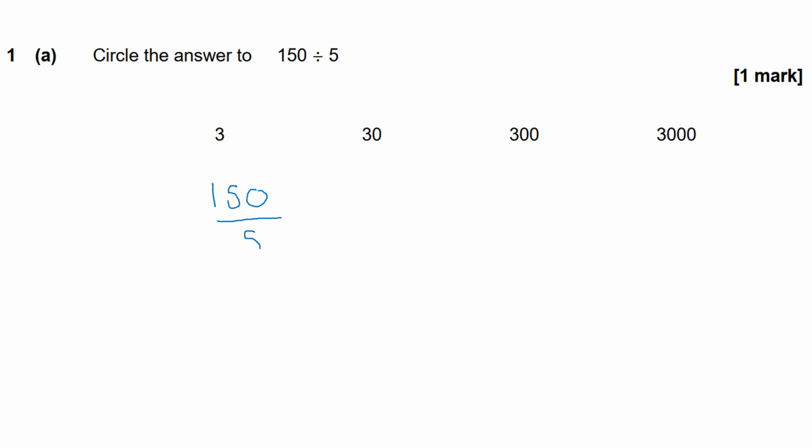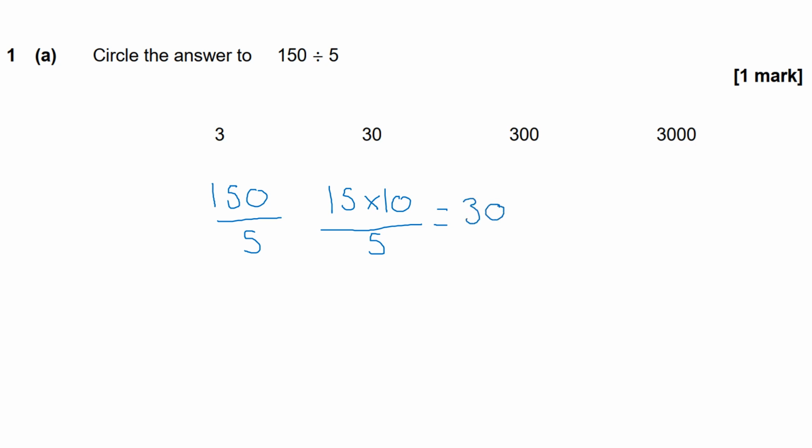150 divided by 5. There's a couple of ways that we can do this one. One way that I think is quite quick is, we know that 150 is 15 times 10. So you could write it like that. And then we just need to think how many times does 5 go into 15? Well, it goes in 3 times. And then we've got to scale that up by 10. So we know the answer is going to be 30.